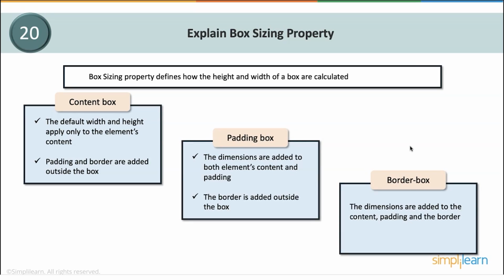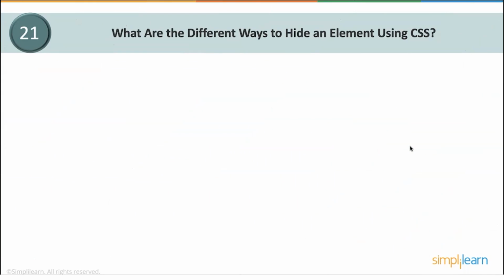In a content box, the default width and height apply to the element's content, which is there under the content box. In padding box, the dimensions are added to the box element's content and padding. The third one available is border box, where the dimensions are added to the content, padding and the border.